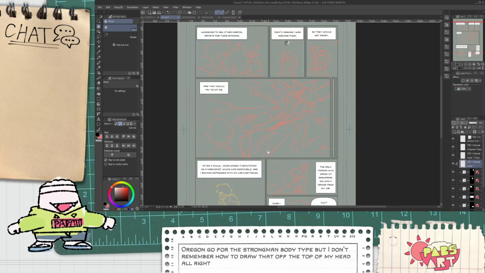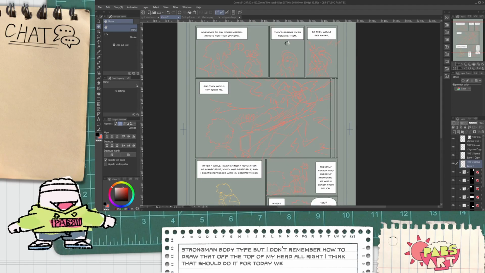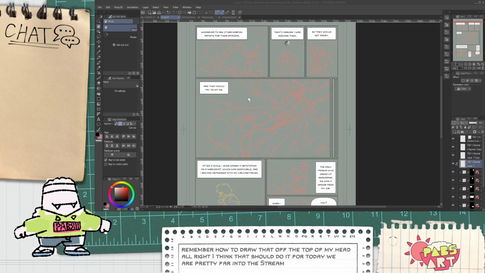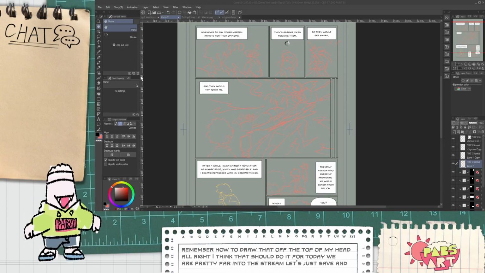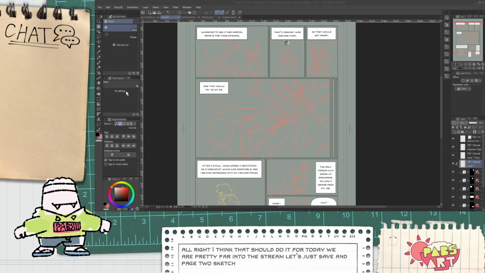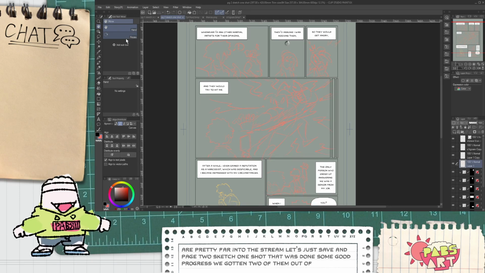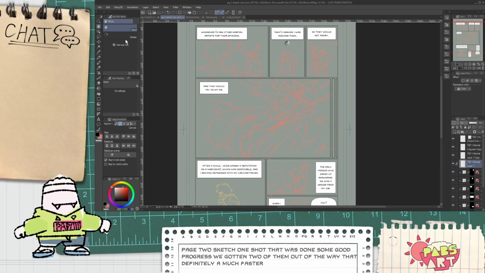Alright, I think that should do it for today. We are pretty far into the stream. Let's just save and page 2 sketch one shot. I think we've done some good progress. We've gotten 2 of them out of the way. That's definitely a much faster clip, I think, compared to the work that we had on Hawk Sterling.